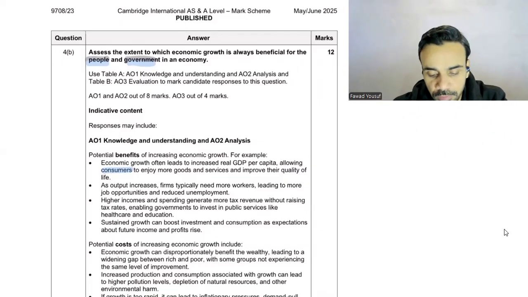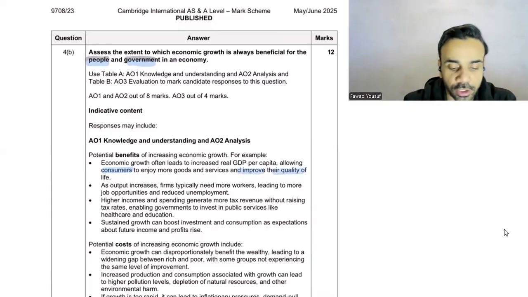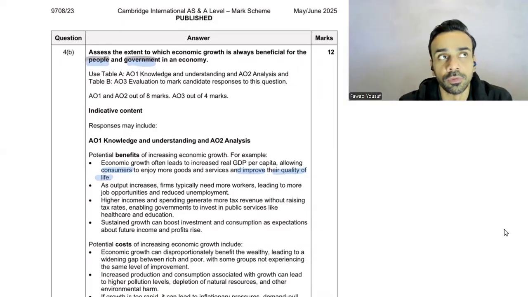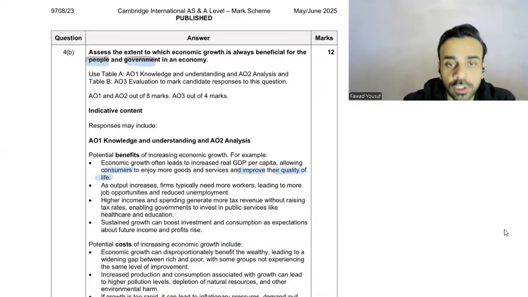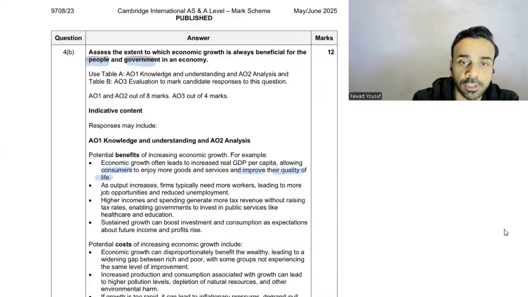How improvements are likely to happen in their life. You don't connect that and you simply say, okay, so consumers' income will rise and their consumption will rise. That's it. That's not enough. Standard of living will improve. Quality of life will improve. More goods and services will be available for them to consume.